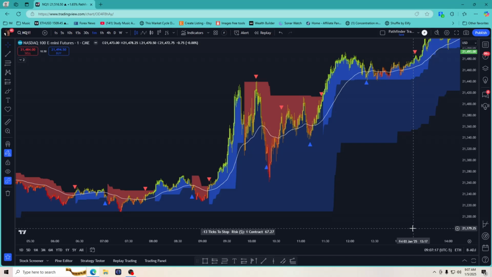Pathfinder is very simple. It's broken down so that anybody can learn this very quickly, and also so that it's easy to follow. It's easy to know what direction the market is going, easy to enter, easy to exit at the most basic fundamental level. So let's go ahead and dive into it.